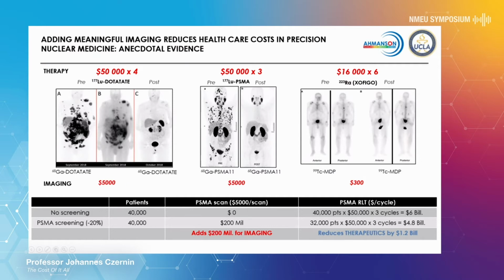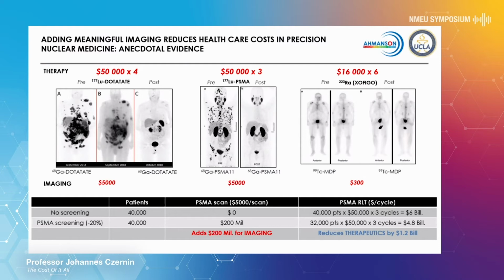Let's take PSMA as an example and let's assume an expensive scenario, for instance, the US scenario. A PSMA PET CT scan may cost $5,000, and each lutetium PSMA treatment cycle may cost $50,000. Let's assume that each patient undergoes 3 cycles. This would cost the system around $150,000. If we assume that 40,000 patients a year would undergo this treatment, the total cost would be $6 billion per year.